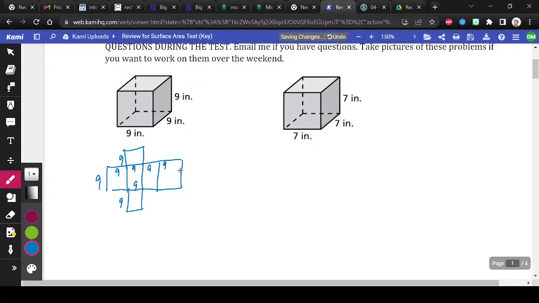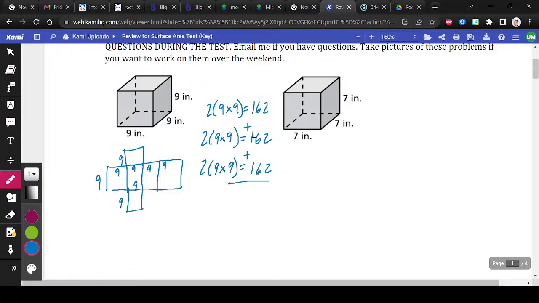And so if you look at this and you think it through, we're going 2 times 9 times 9, and then 2 times 9 times 9, and then 2 times 9 times 9. So 9 times 9 is 81, times 2 is 162. And then adding these 3 values up, we get 486 inches squared.